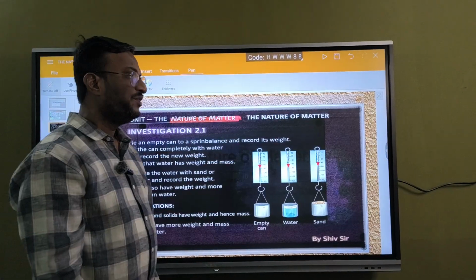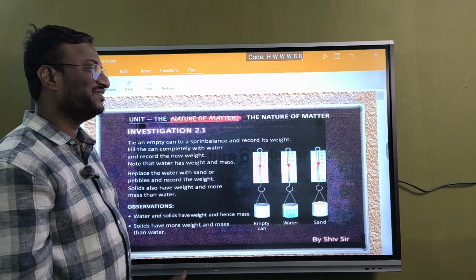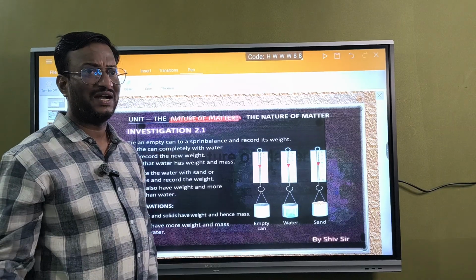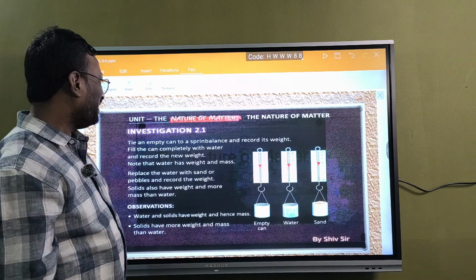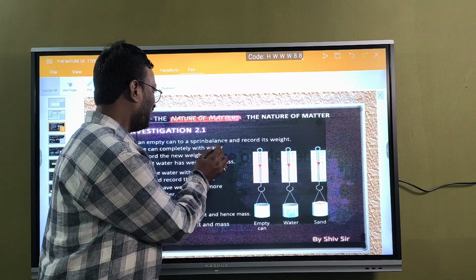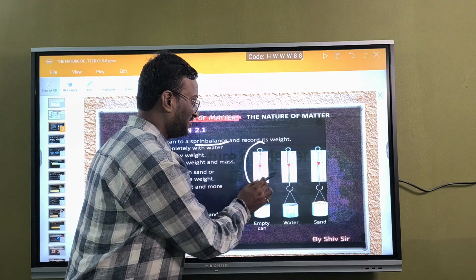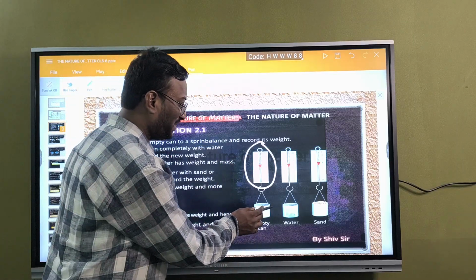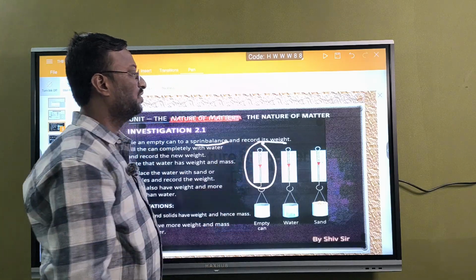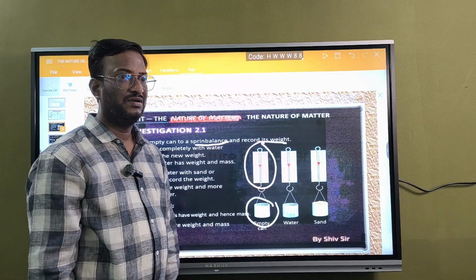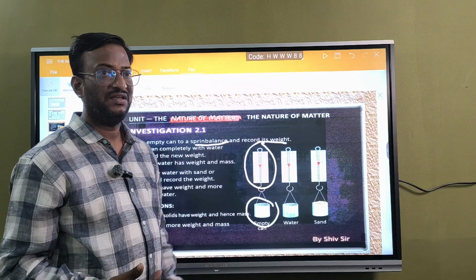Before going to start our topic, we shall start the concept with the help of an activity so that you can understand clearly, children. Tie an empty can to a spring balance. You just take a spring balance first and tie an empty can to it, and record its weight. You can do it by yourself, children, in your laboratory. With the help of the teacher, we can do it easily.